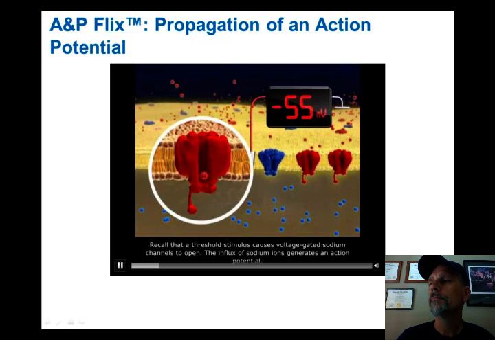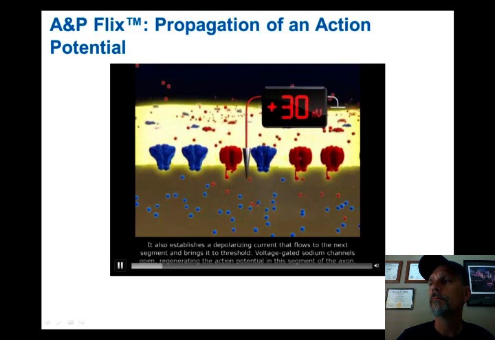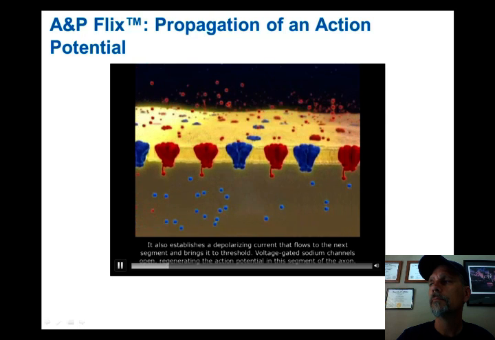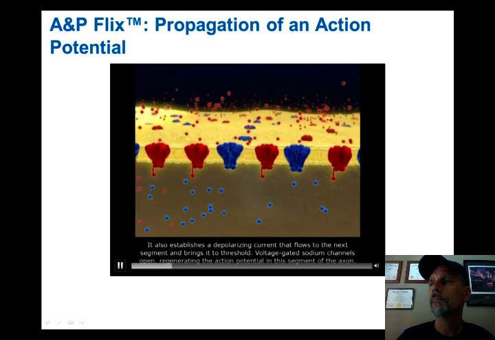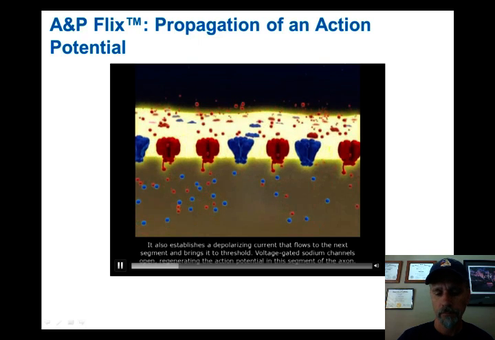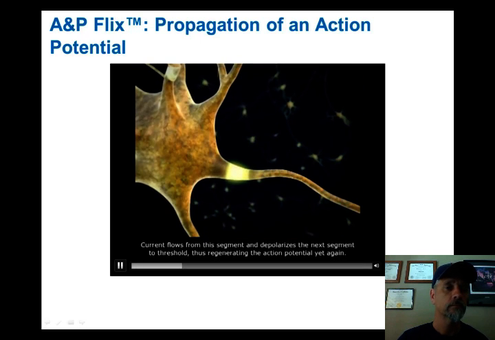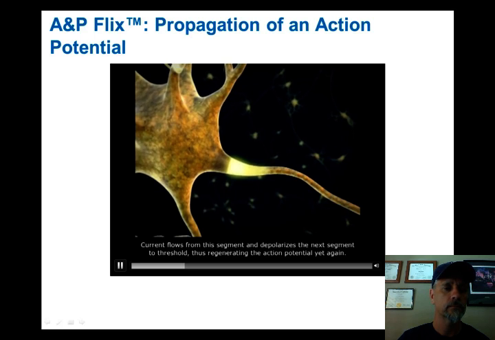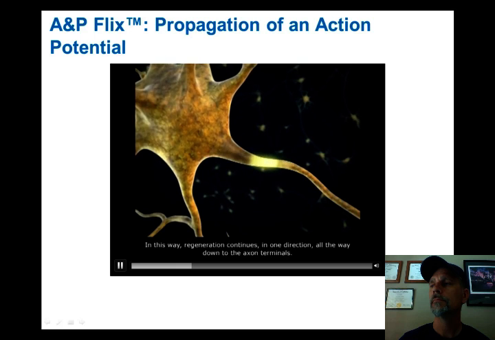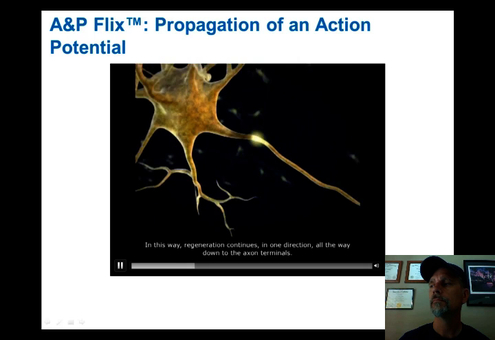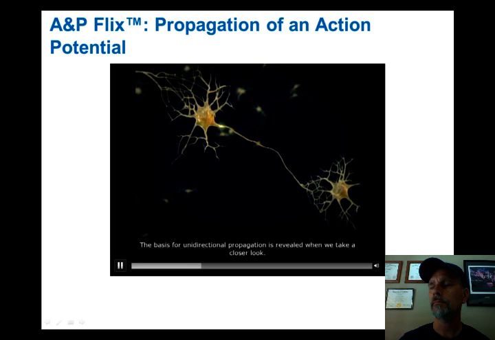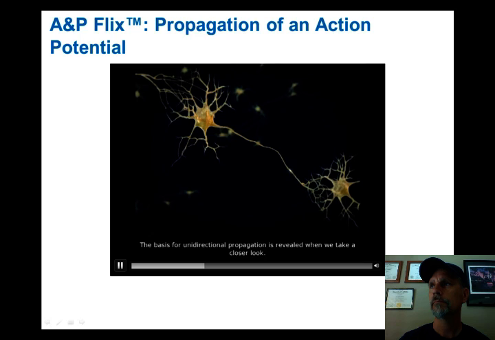The influx of sodium ions generates an action potential. It also establishes a depolarizing current that flows to the next segment and brings it to threshold. Voltage-gated sodium channels open, regenerating the action potential in this segment of the axon. Current flows from this segment and depolarizes the next segment to threshold, thus regenerating the action potential yet again. In this way, regeneration continues in one direction all the way down to the axon terminals. The basis for unidirectional propagation is revealed when we take a closer look.